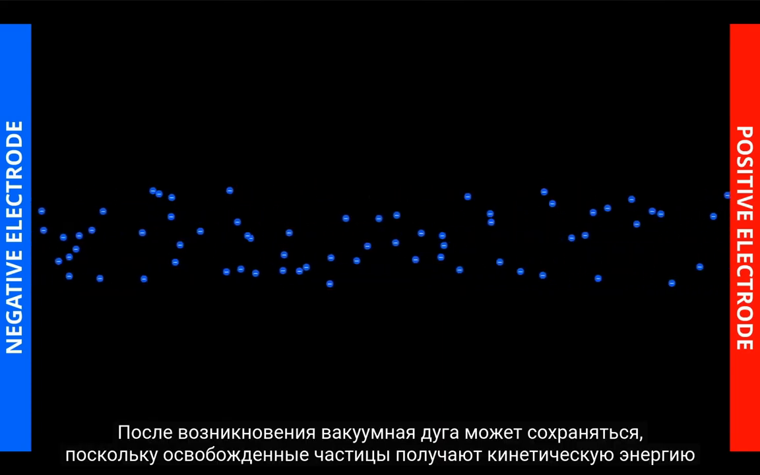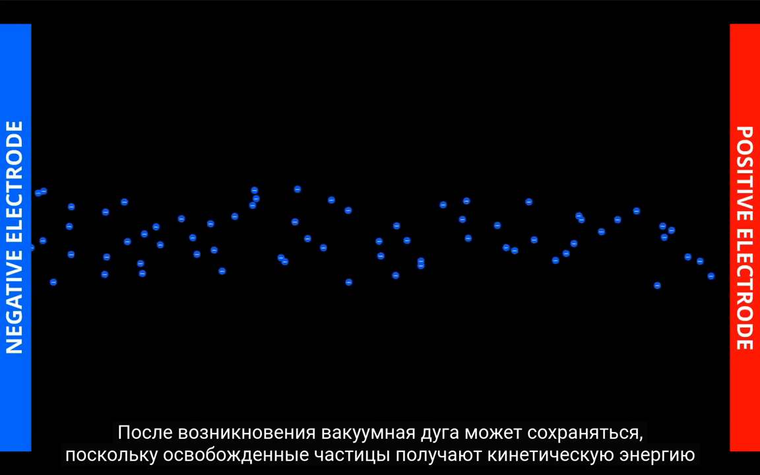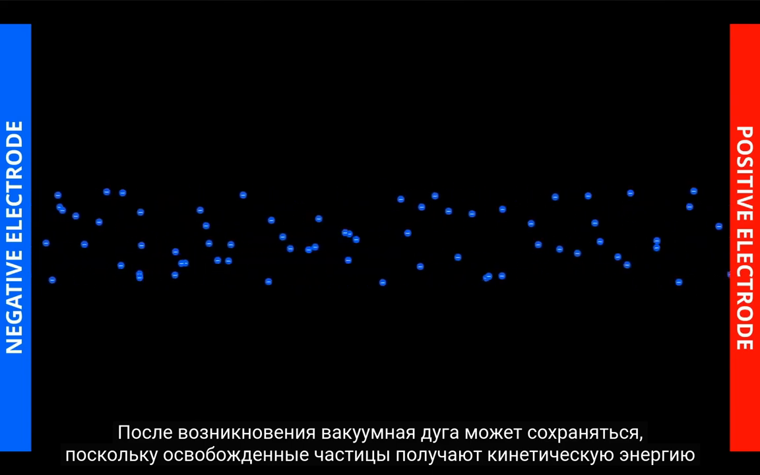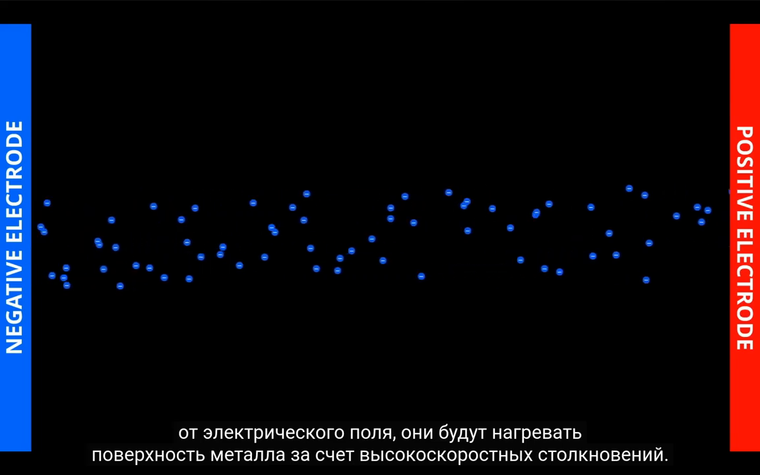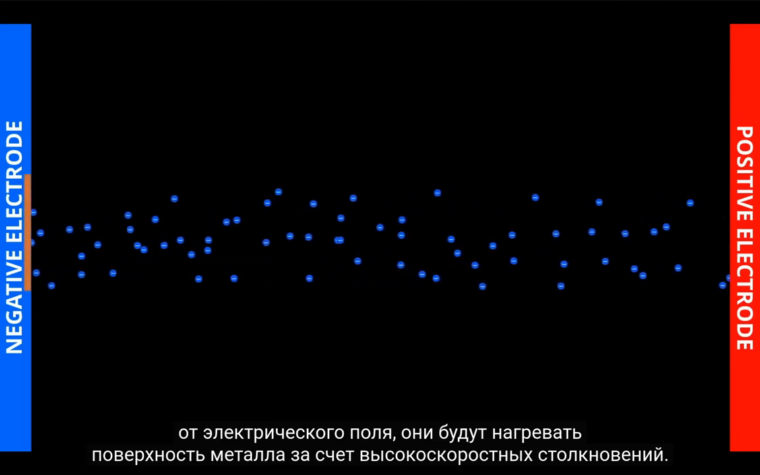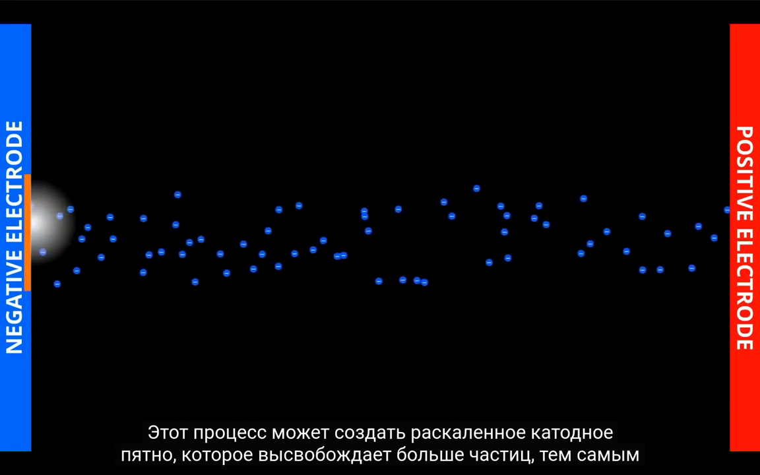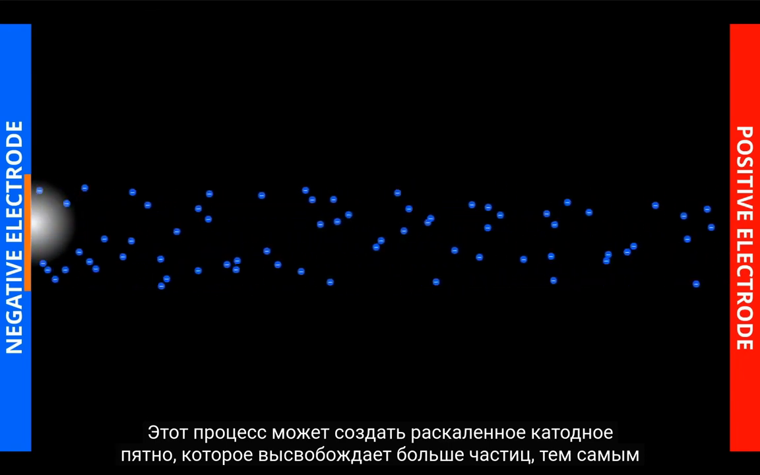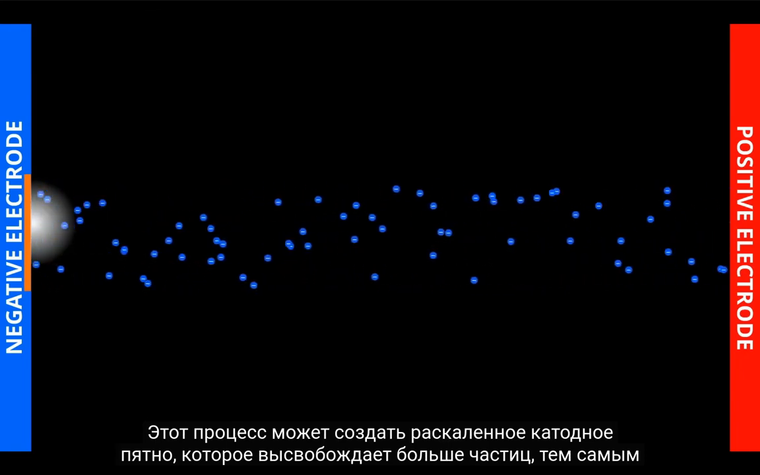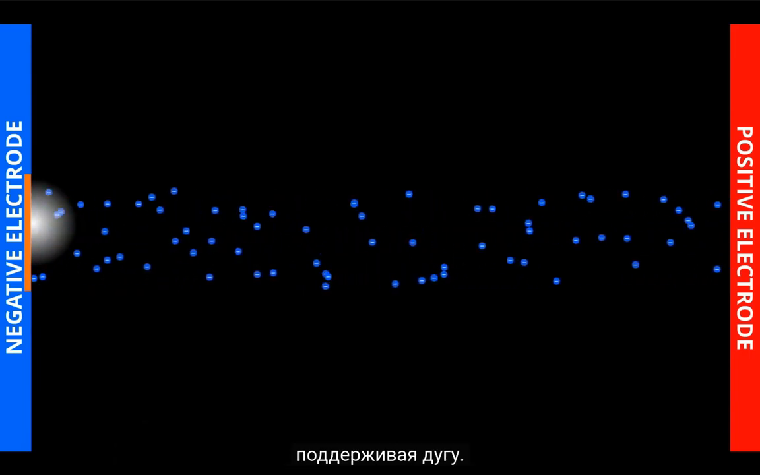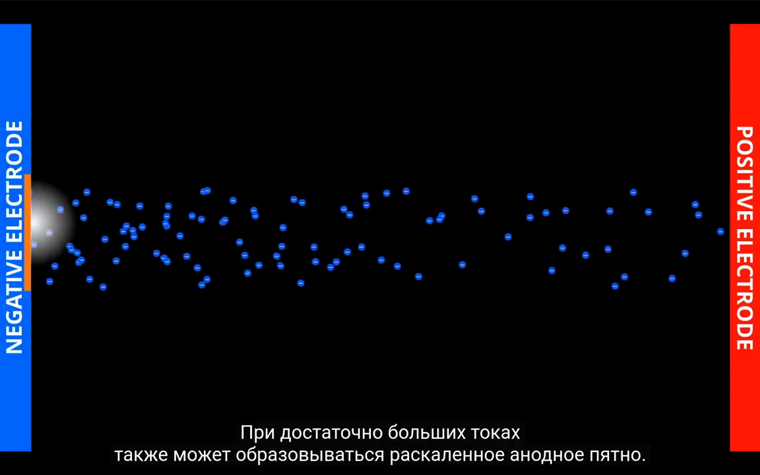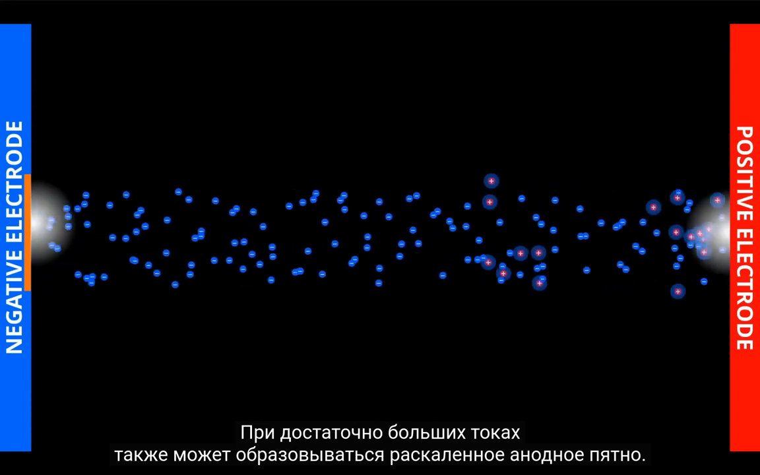Once initiated, vacuum arcs can persist. As the freed electrons gain kinetic energy from the electric field, they will heat the metal surface through high-speed collisions. This process can create an incandescent cathode spot, which frees more particles, thereby sustaining the arc. At sufficiently high currents, an incandescent anode spot may also be formed.